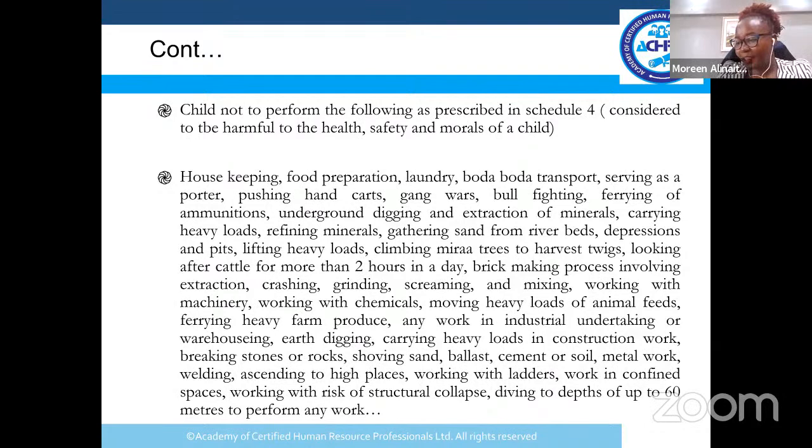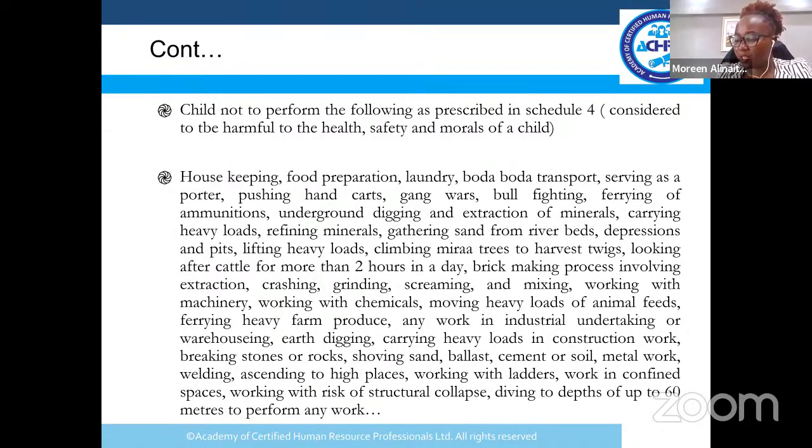that employment of any child in any specified work to be performed as part of activities described in the first schedule shall be deemed to be harmful. So you cannot employ a child to do these things that are written here. There are very many. I will just highlight a few.